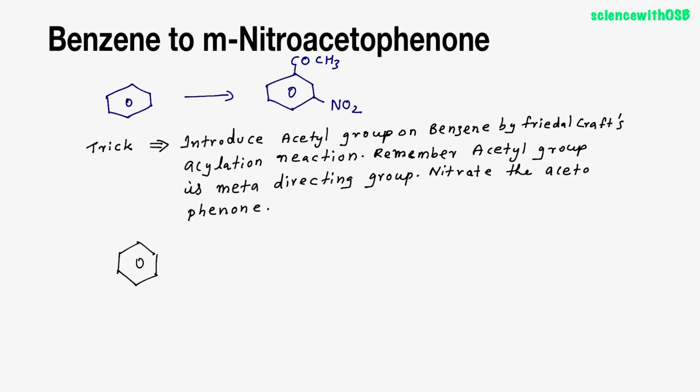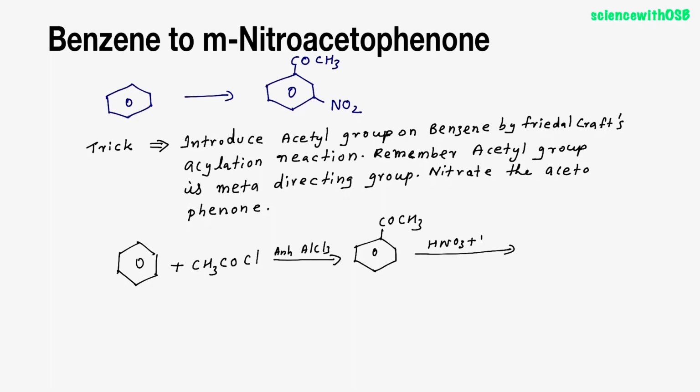Okay. Now Friedel-Crafts acylation reaction, right? You have to add CH3COCl in the presence of anhydrous AlCl3. So what will you get? You will get COCH3 on benzene, that is the acetyl group, and it is a meta-directing group. So add what? HNO3 and H2SO4. Now HNO3 will provide the NO2 group and it will be directed towards the meta position. Correct. So we got the required answer.